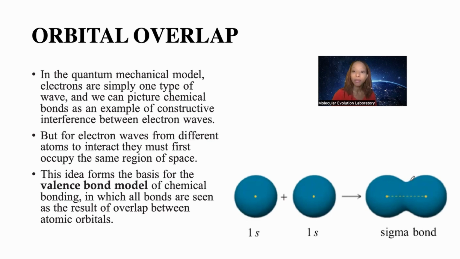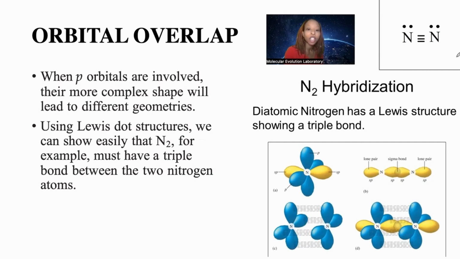So the valence bond model states that all atomic orbitals are overlapping, and as a result you can have a sigma bond or a pi bond. So here you have two 1s orbitals overlapping. In the case of hydrogen, that would produce a sigma bond. When p orbitals are involved, their more complex shape will lead to different geometries.